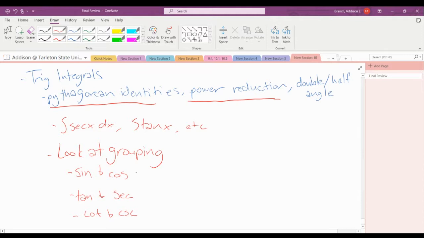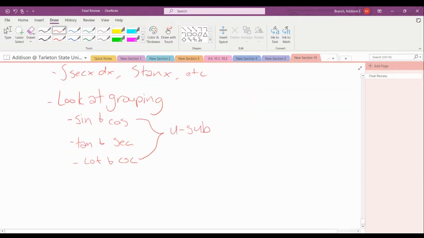And usually with all of these, what you're going to do is some sort of u sub. You're almost always going to use some sort of u sub with these. So you may have sine and cosine, and you'll usually set sine for your u, cosine for your du, or something along those lines. Sine and cosine could get interesting though. You may have to use power reduction on some of those though.